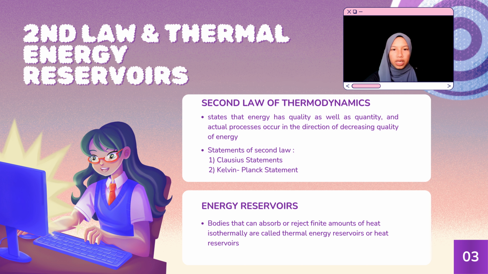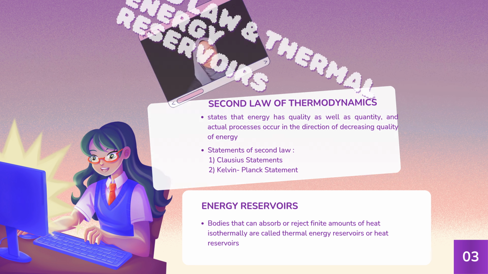First, Clausius statement. Heat cannot spontaneously flow from a colder body to the hotter body. In other words, it is impossible for heat to flow in the opposite direction without external work being done. Second, Kelvin-Planck statement. No heat engine can be 100% efficient, because some energy is lost as waste heat. A thermal energy reservoir is a large body that can absorb or supply heat without changing its temperature.